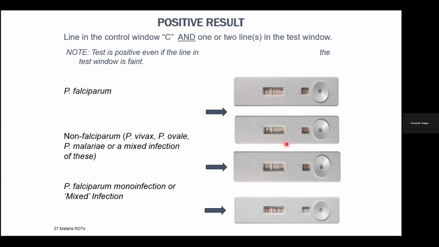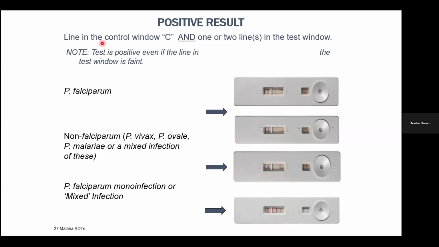Then for the next one, there is a faint line in the window labeled T. This is also positive. Then there is one line again in the window labeled T, but in a different position from this one. This is also positive. Then there is another one that has 2 lines. These are the RDTs that the Ministry of Health of Uganda is recommending for use now because of mutations in the protein. These ones detect all the proteins produced in the early stages and in the late stages. So all these ones are positive.